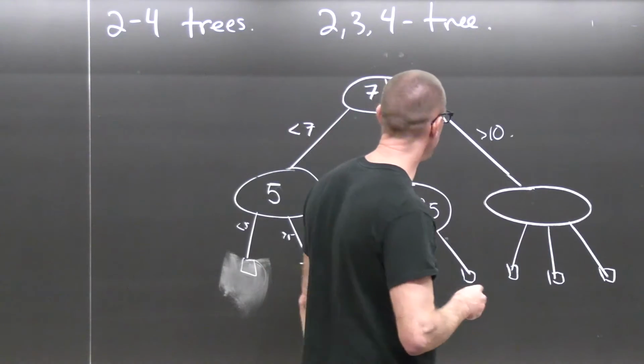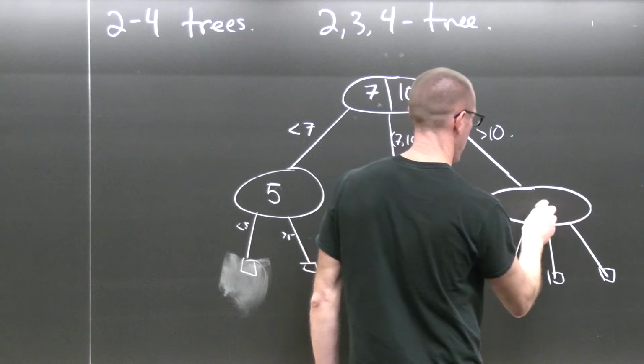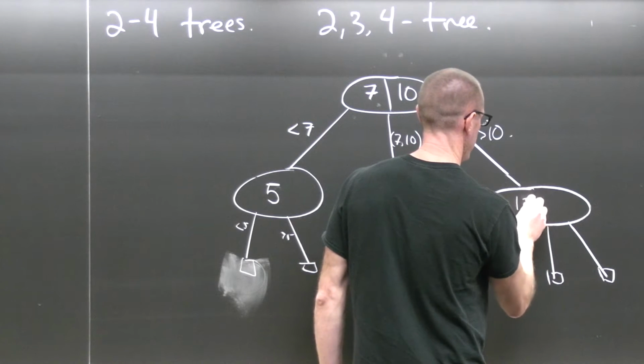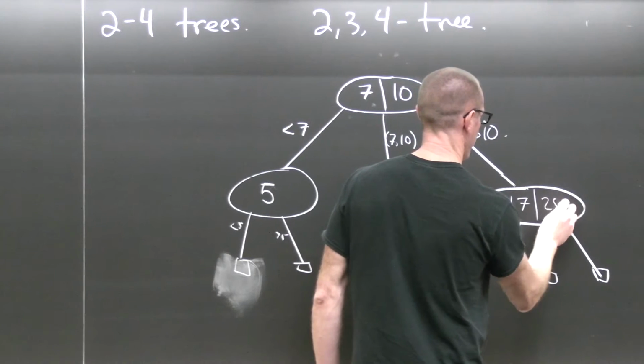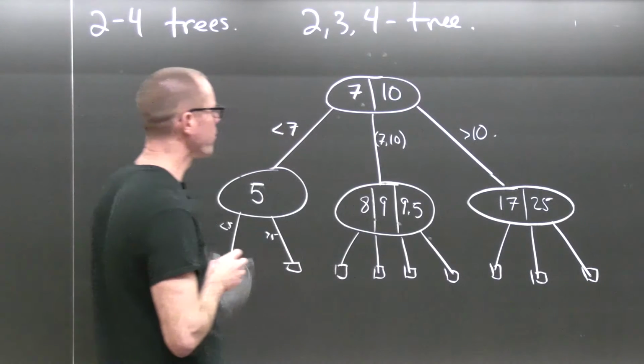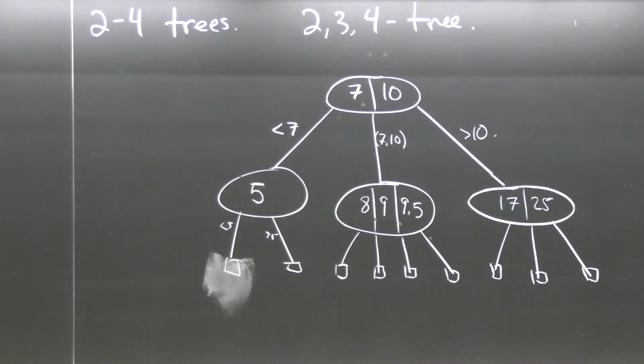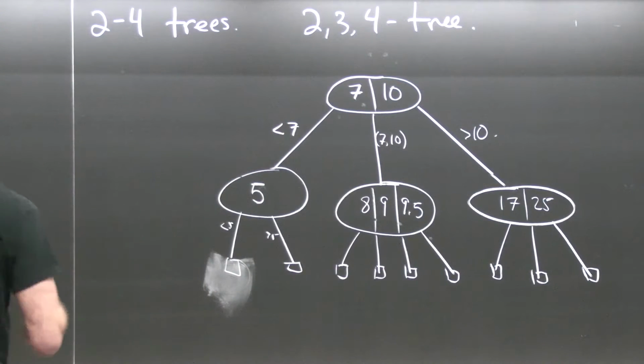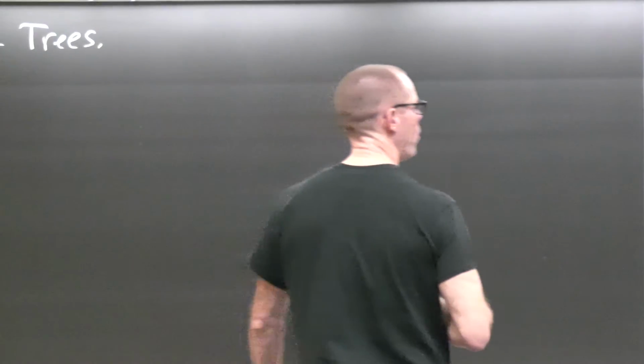And then over here I need 2 keys, so let's take 17 and 25. Okay. All right. So let's write down what we know about 2, 3, 4 trees.